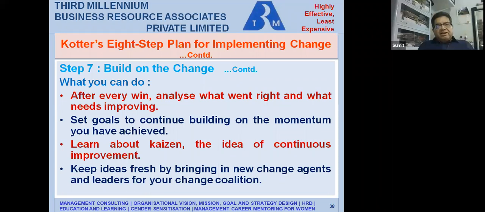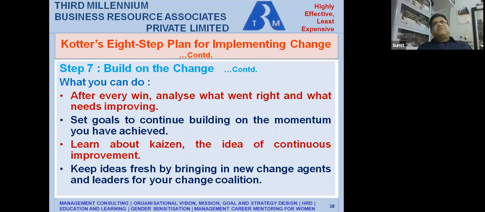After every win, analyze what went right and what needs improving. It is an obvious thing. Set goals to continue building on the momentum you have achieved. Learn about Kaizen. We have discussed Kaizen and BPR both, which are the opposite sides of the continuum. Kaizen is evolutionary, BPR is revolutionary. And keep ideas fresh by bringing in new change agents and leaders for your change coalition.